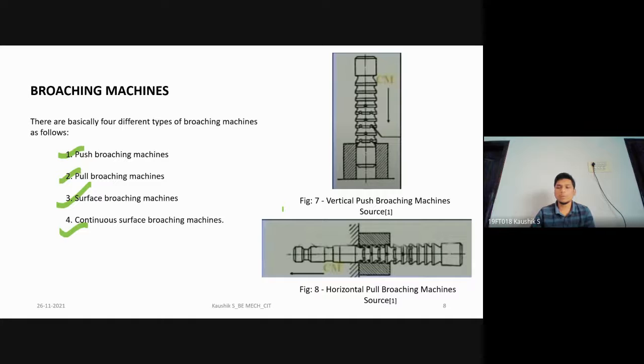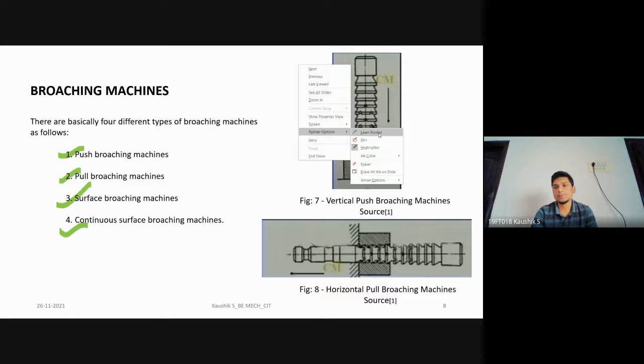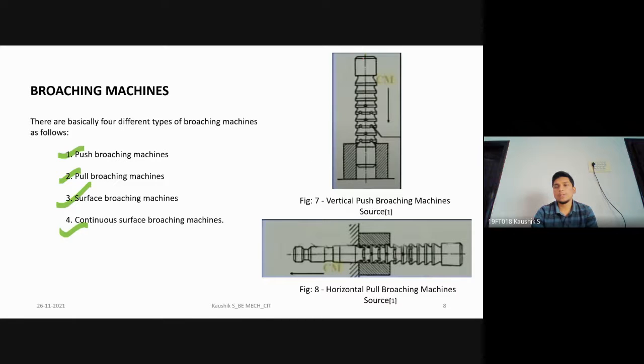Push broaching machines are generally used for internal surfaces, where the broach movement is guided by a ram. From the top, it is guided so that the broach tool is pushed down, and as it moves down, the surface of the workpiece is machined and gets the shape of this broach tool.